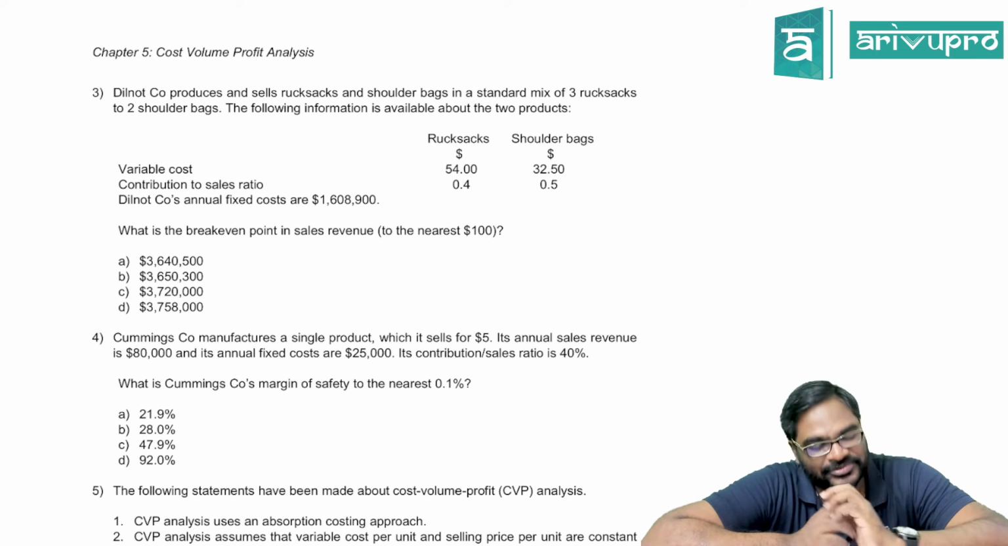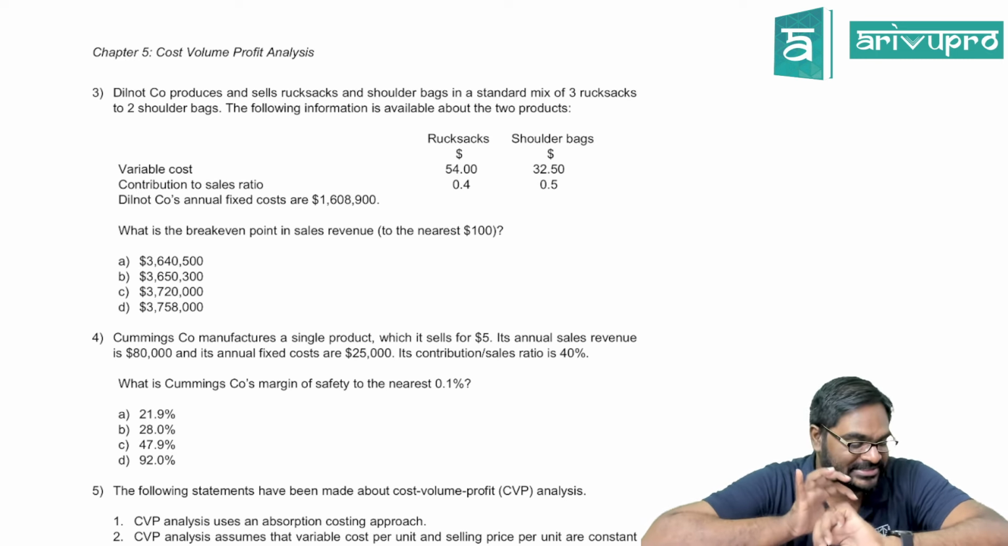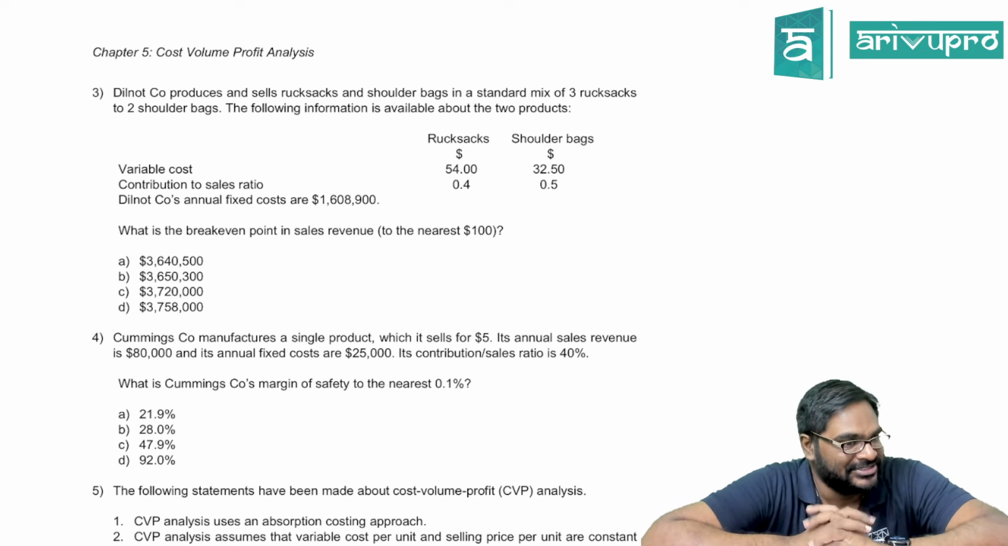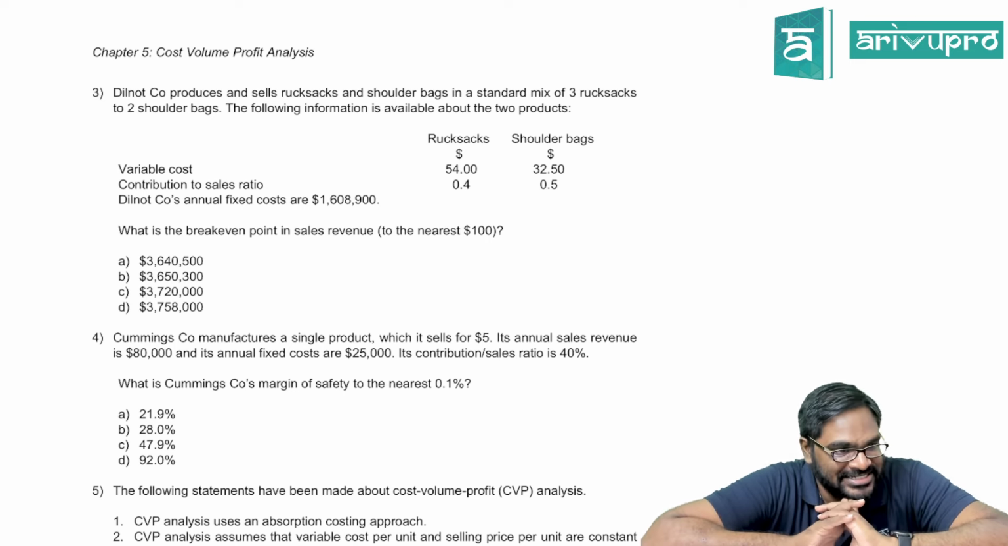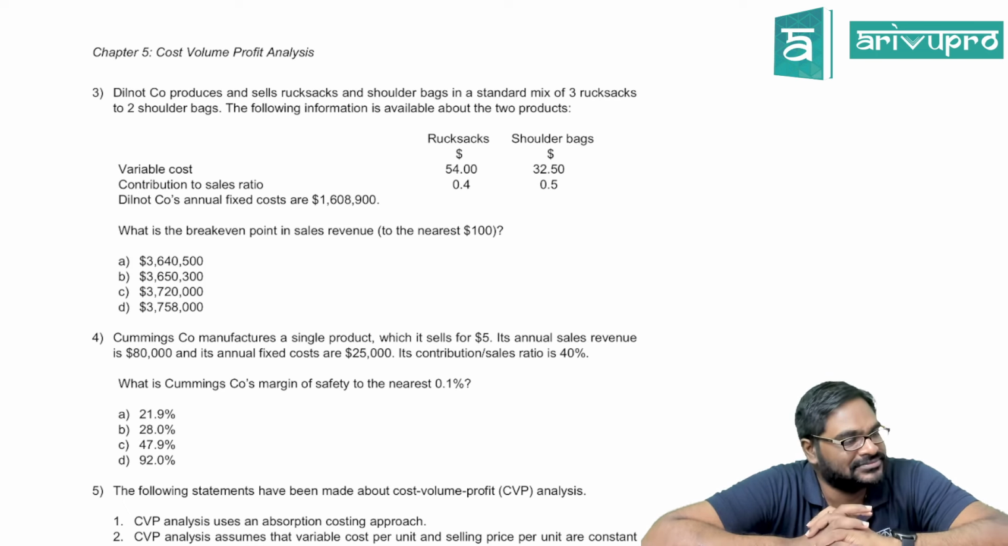So how can we do this? We don't know the sales price, isn't it? So how can we figure out the sales price? From the equation like this, sales minus variable cost is contribution. So we have the contribution as a percentage. With that we have to reduce the variable cost and add the balance. The balance is the sales price.